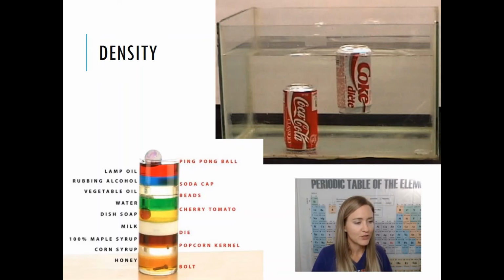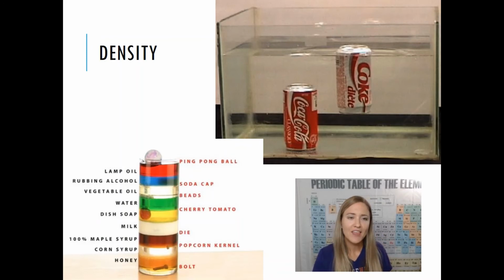So for example, you see down at the very bottom honey, and you probably know from experience, honey is very thick. We say it's very viscous, but it's very dense. There's a lot of mass packed into that volume. And then you see the substances get less dense as you go up the density column. So the more dense something is, the closer to the bottom it is. The less dense it is, the closer to the top it's going to be.